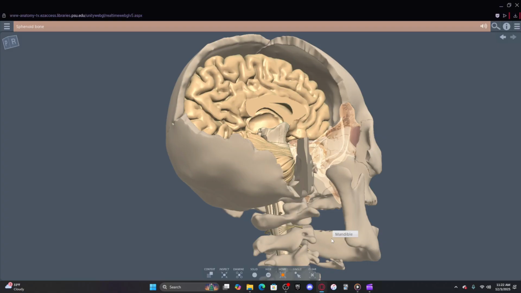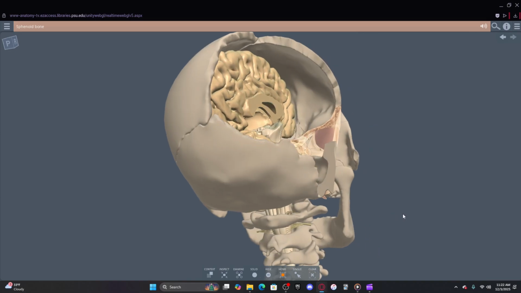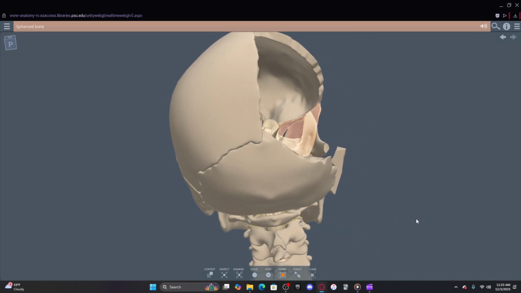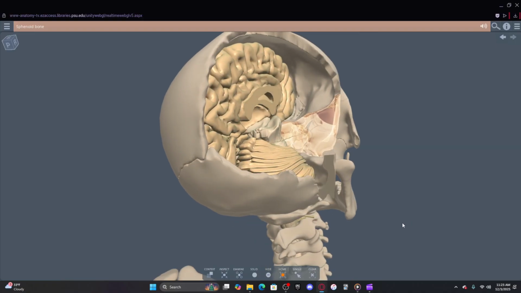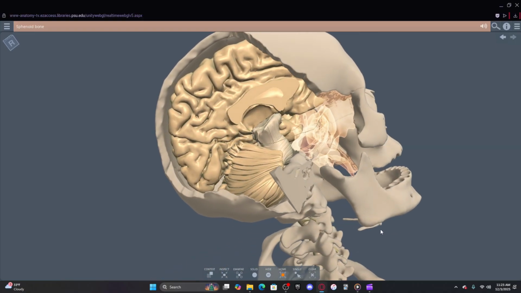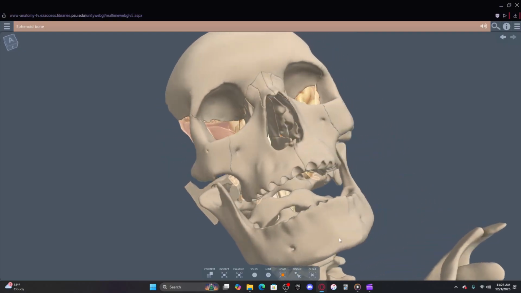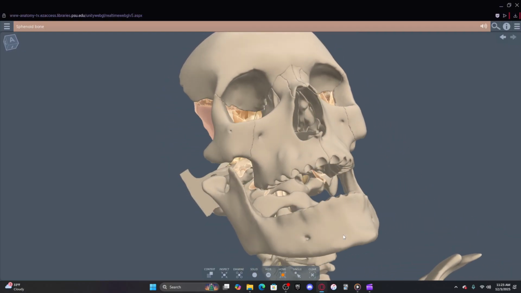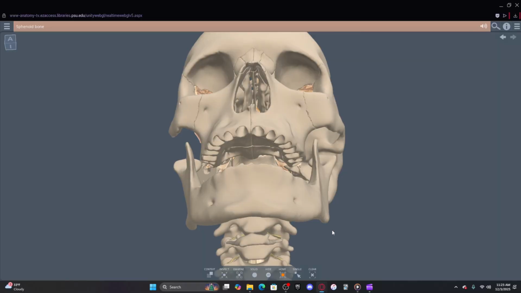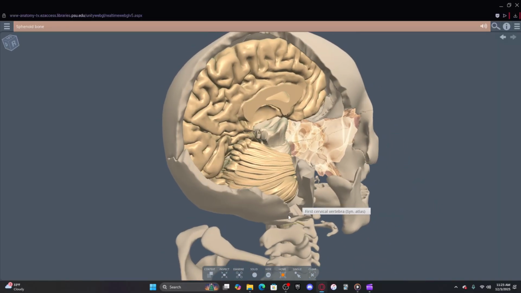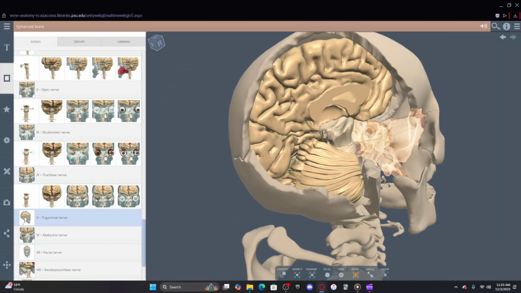So 3 enters the orbit, ocular motor, trochlear, and optic all enter the orbit, but optic enters through the optic canal, and trochlear and ocular motor enter through the superior orbital fissure. So all of those are entering the orbit, and then cranial nerve 1, olfactory, is entering the nasal cavity via the cribriform plates. Now we're going to move on to the 5th cranial nerve, trigeminal.